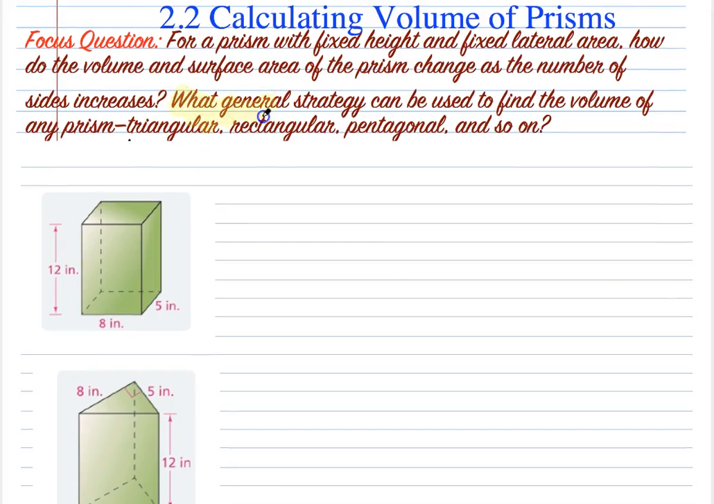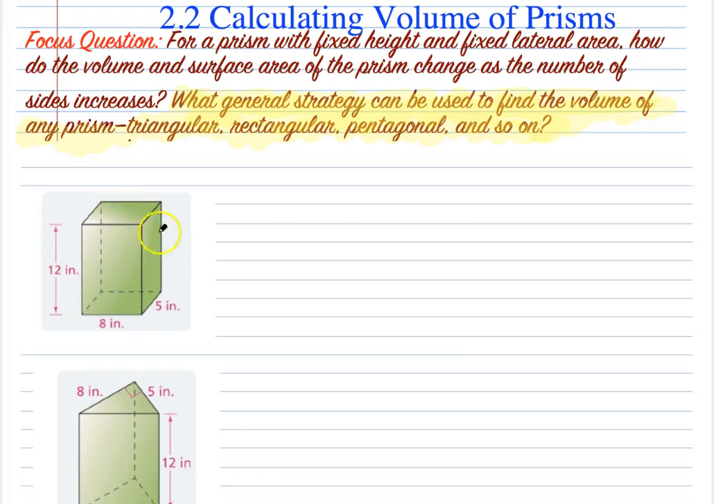What general strategy can be used to find the volume of any prism, triangular, pentagonal, and so on? So we're talking about volume here this time. Volume, not necessarily surface area. So I'm not thinking about flat. I'm thinking about three-dimensional. So when you're talking about 3D shapes, and we're talking about the volume, it's something we've done before.